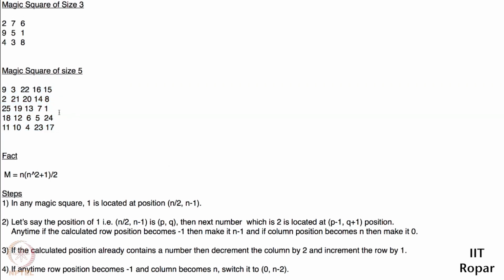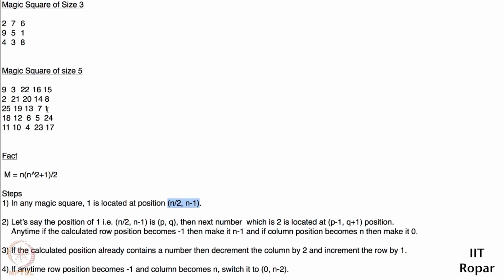Now after determining the position of 1, we'll see where 2 lies. There is a pattern for 2 also. You can see when 1 is here, 2 is here. Let's say the position of 1, which is n by 2 comma n minus 1, is p comma q. This is p, this is q. Then the next number, which is 2, is located at p minus 1 comma q plus 1.